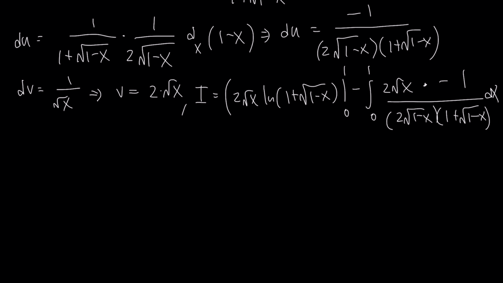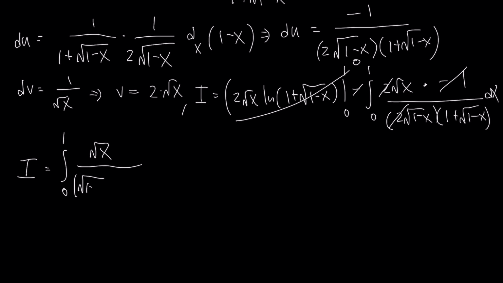And as x approaches 0 and x approaches 1, this limit will tend towards 0. And as you can see, this negative and negative make a positive, and this 2 and this 2 divide to 1. So we're left with the integral from 0 to 1 of the square root of x divided by the square root of 1 minus x times 1 plus the square root of 1 minus x, dx.